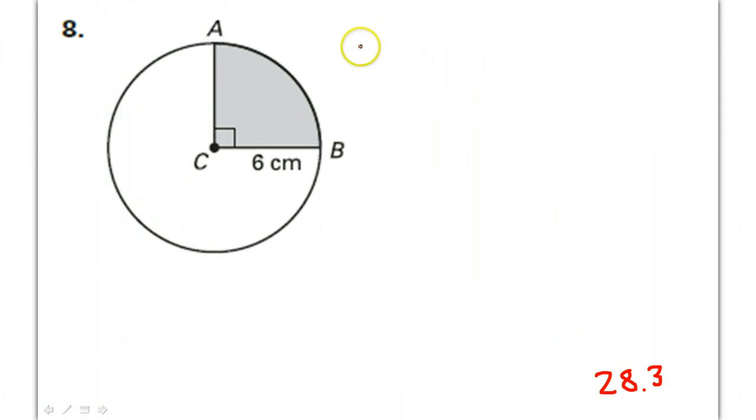We are going to do part over whole equals part over whole. Right there, do you know what I'm going to put here in the top? 90, because that's the partial degrees. Of course, down here I'm going to put 360. We're looking for the partial area, so I'll just put X up there for that.